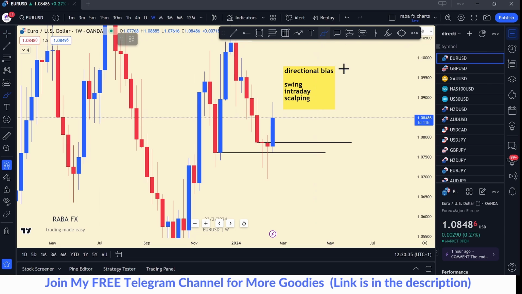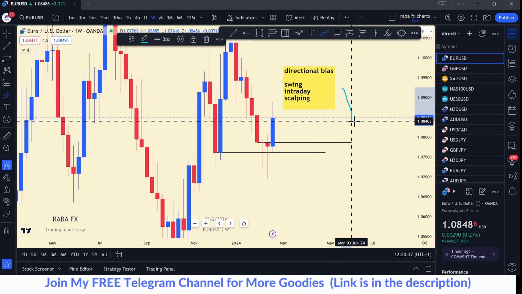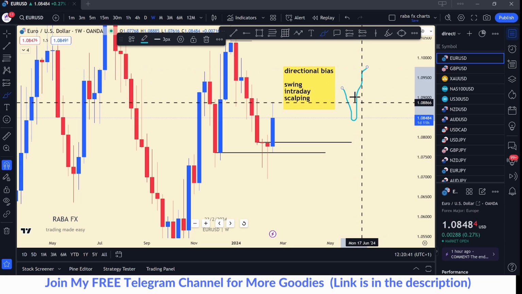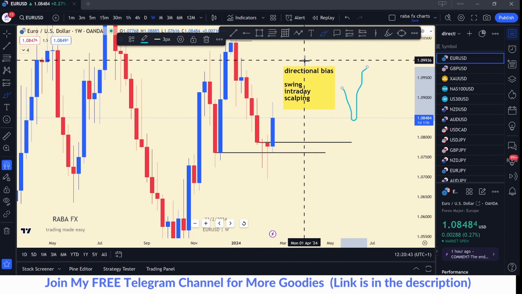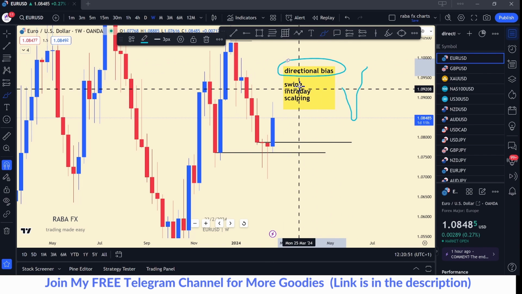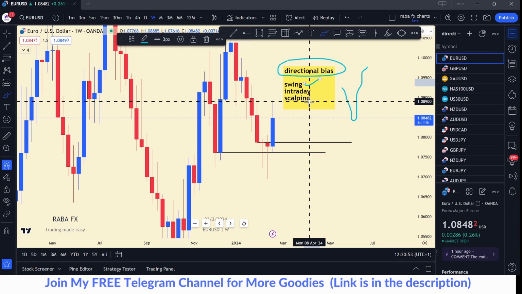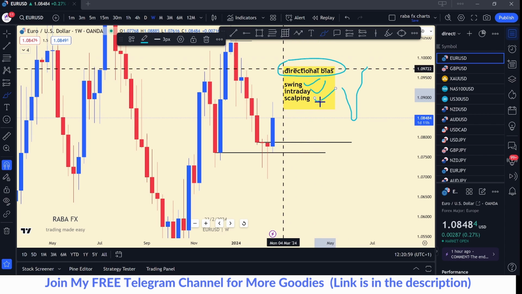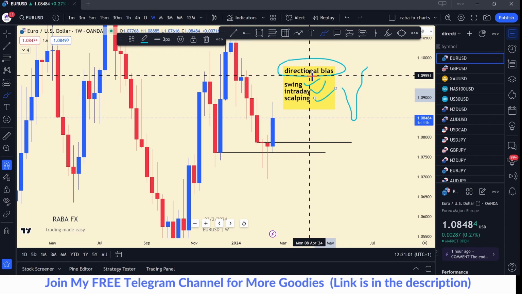Okay, for a while price may move in your favor, and all of a sudden what happened? It reverses on you. Okay, these are things you need to start avoiding this year if you want to be profitable. Understand your directional bias, and then know if this bias is just for a swing, if the bias is just for an intraday, and know if that bias is for scalping. By the time you do this very well, you will improve your winning rate.